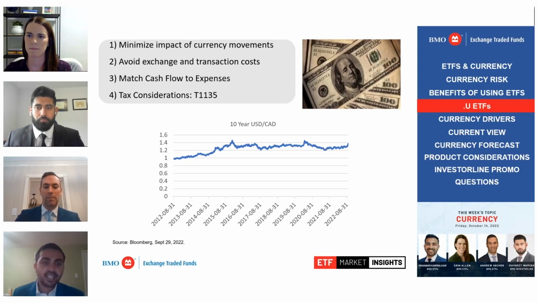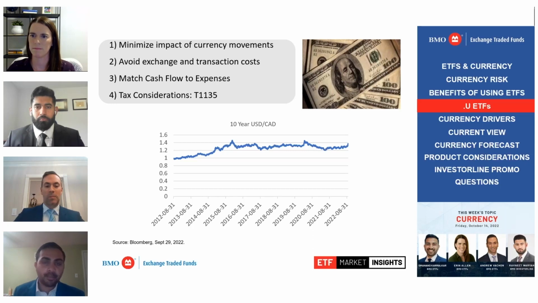So by investing in .U ETFs, any income or dividends that you do receive are in US dollars. Let's say you sell that investment after 1 year, 2 years, 3 years, whatever the time frame, the cash that you receive back is in US dollars. So there's no conversion happening. And one of the best benefits of this is that investors can avoid conversion fees. Those conversion fees can be anywhere from 0.3% to as high as 2.5%.